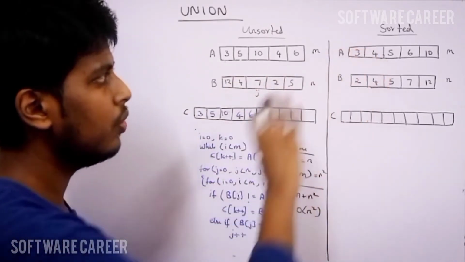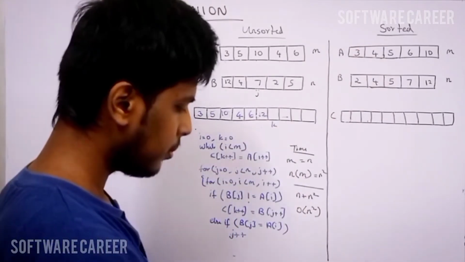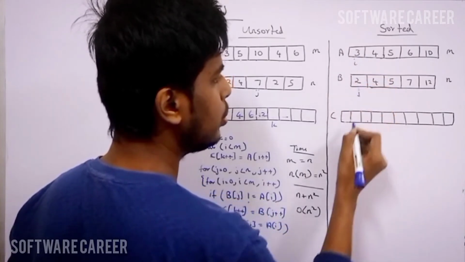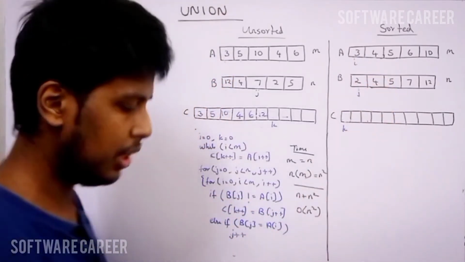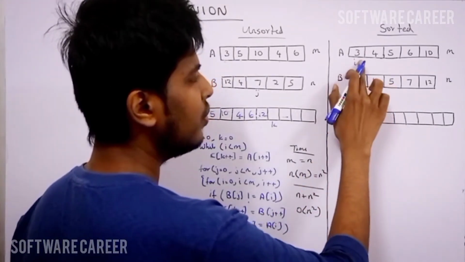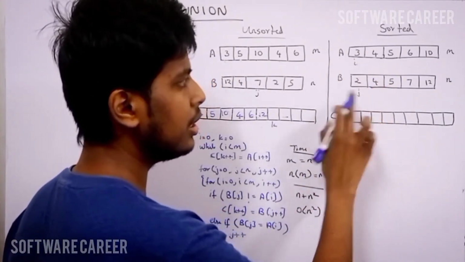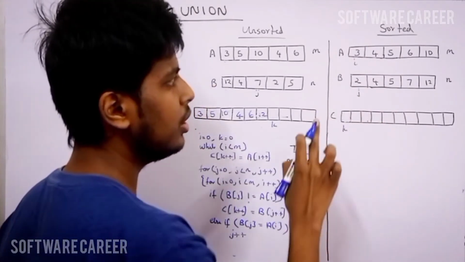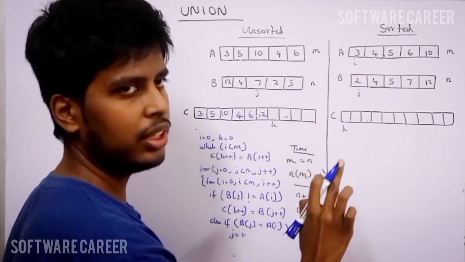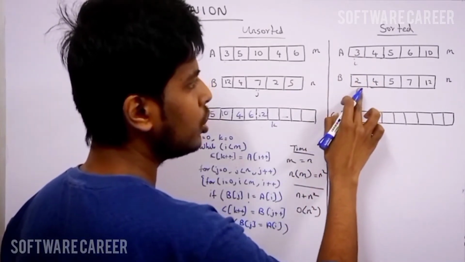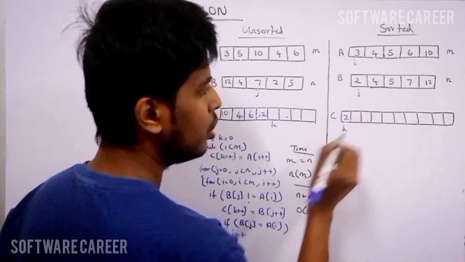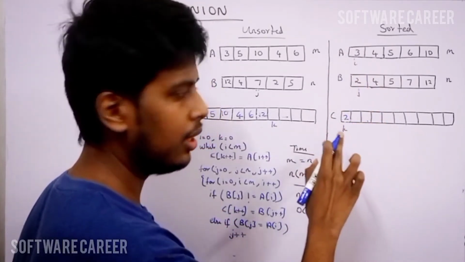Now let's see how to solve sorted array. Now see. Now I is at this position, j is at this position, k is at this position of C. Now first step is you should compare whether 3 is less than 2 or not. No, it's not less than 2. 2 is less than 3. That is b of j is less than a of I. So what you should do? Now 2 is less than 3. So you should copy 2 over here. You should copy 2 in the C array.